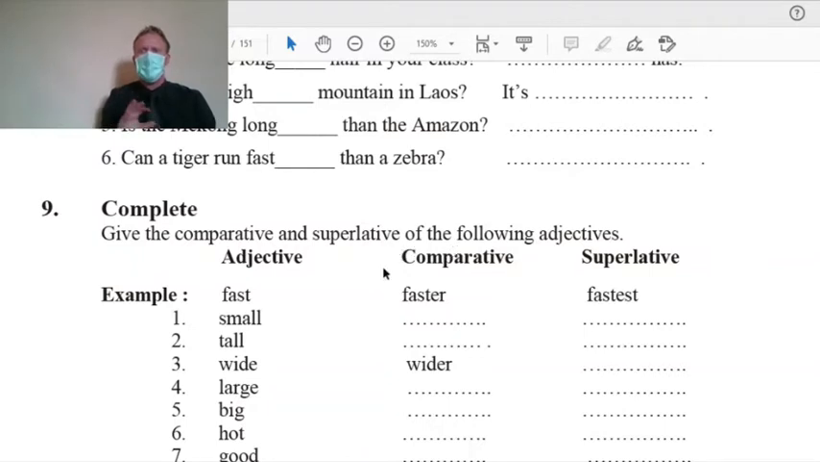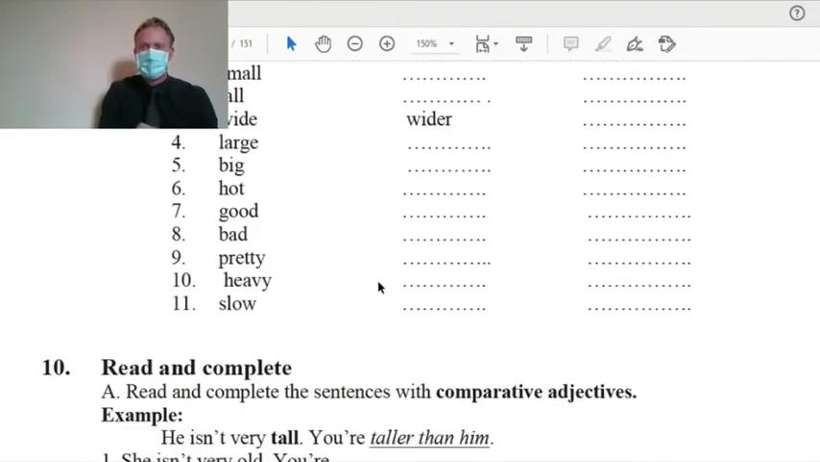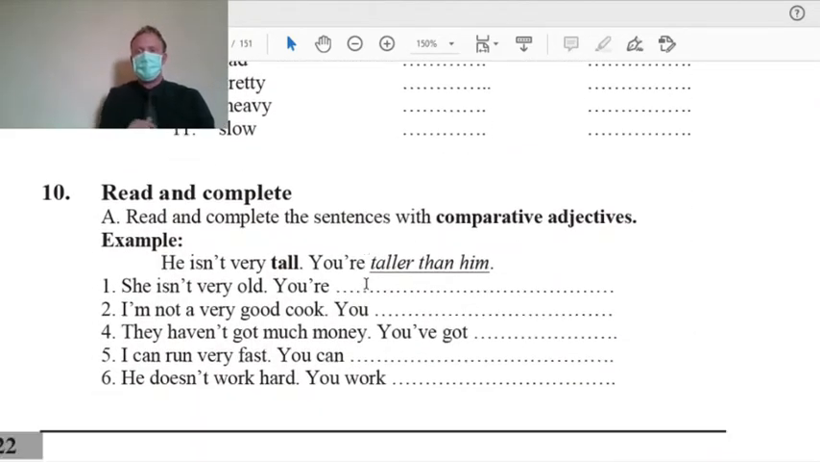Now, number 9 will be to give the comparative and superlative of the following adjectives. We had 2 classes on comparatives and superlatives, and we just reviewed them, so this activity should be fairly simple. Like I said before, if you forgot or you are struggling, look at your grammar box at number 2 on page 119. Great. Now let's move on to number 10.